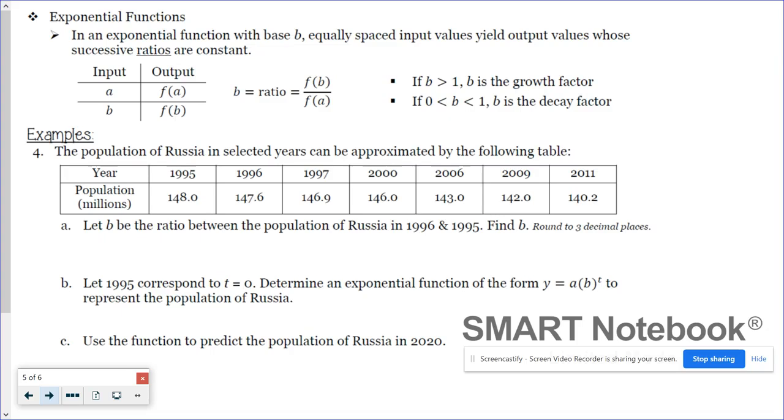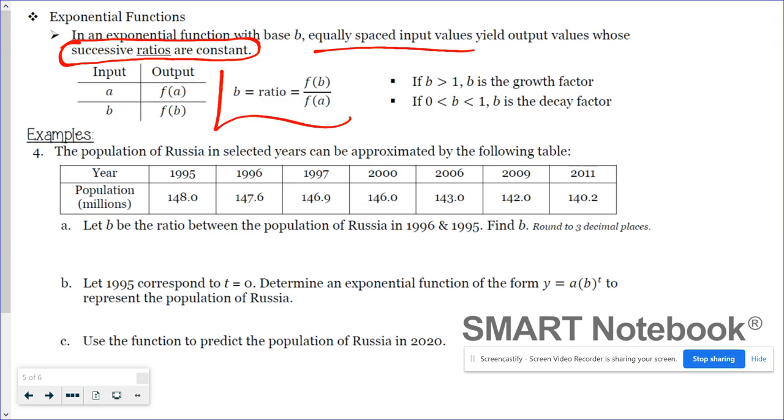Because in exponential functions with base b, equally spaced input values yield output values whose successive ratios are constant. Okay, and so I can actually calculate b by finding the ratio of f of b divided by f of a. Now, before you go freaking out, remember, this is just function notation. This is like x1, x2, y1, y2. So really what this ratio is saying is go y2 divided by y1. Okay.